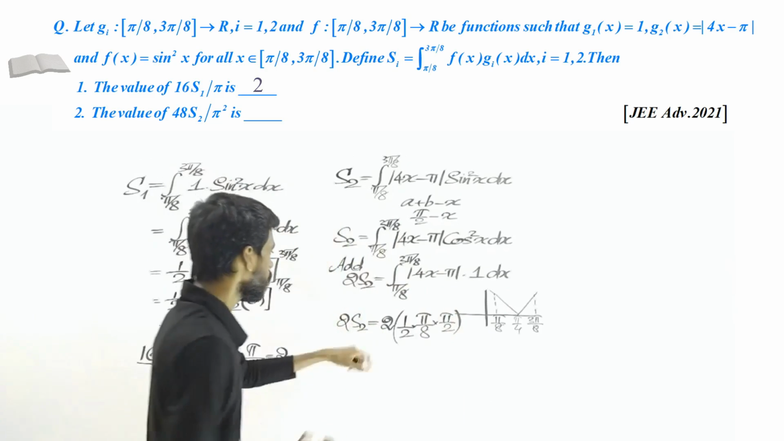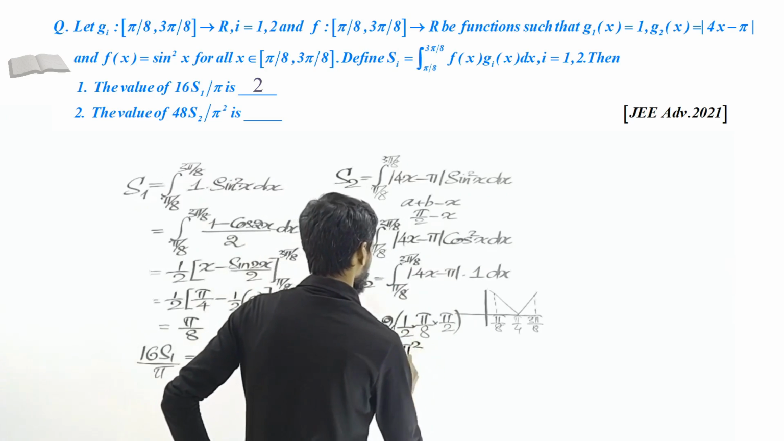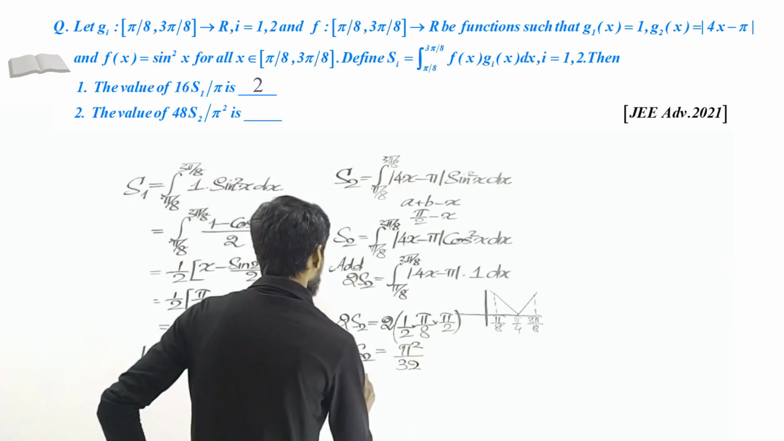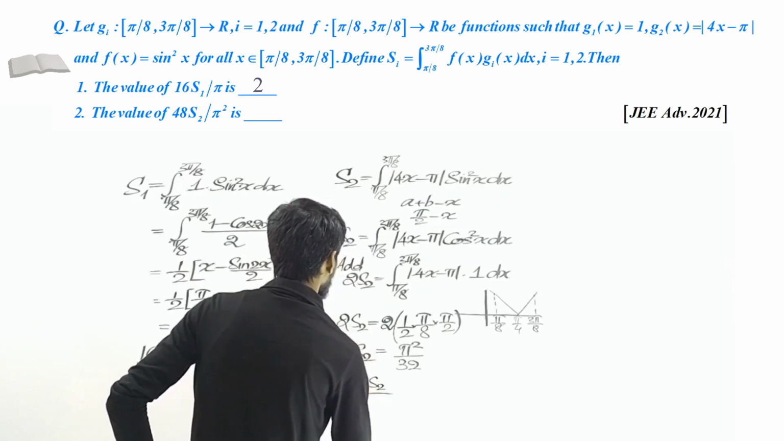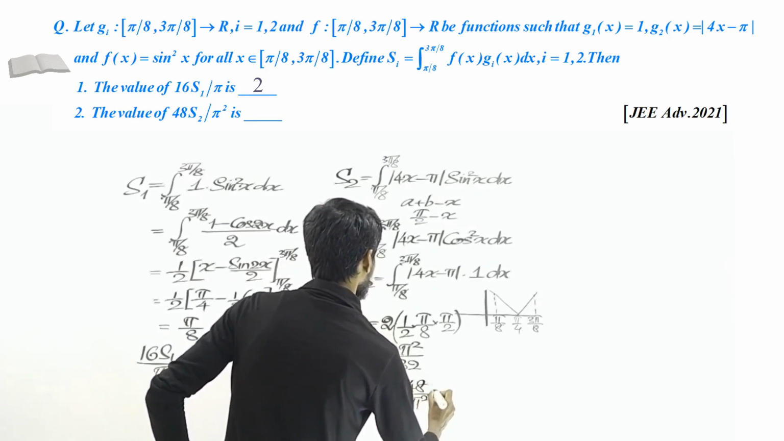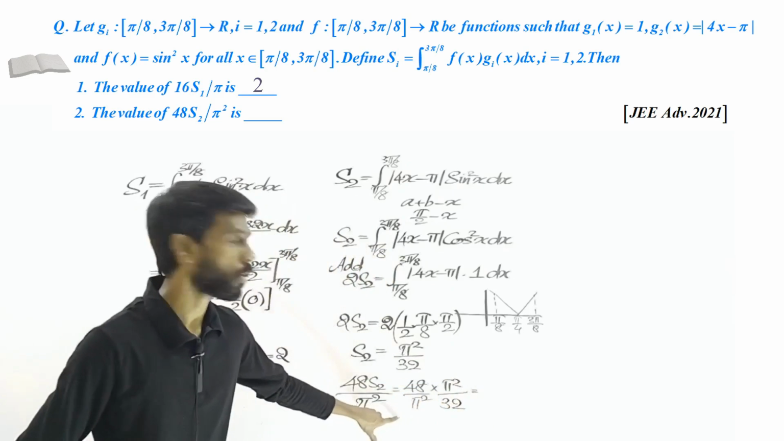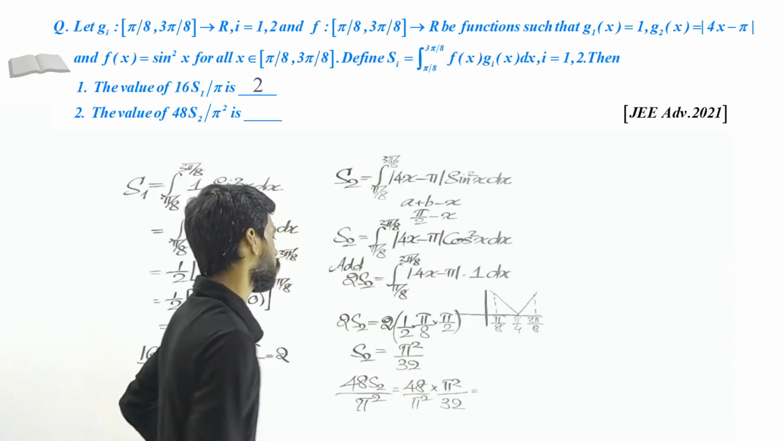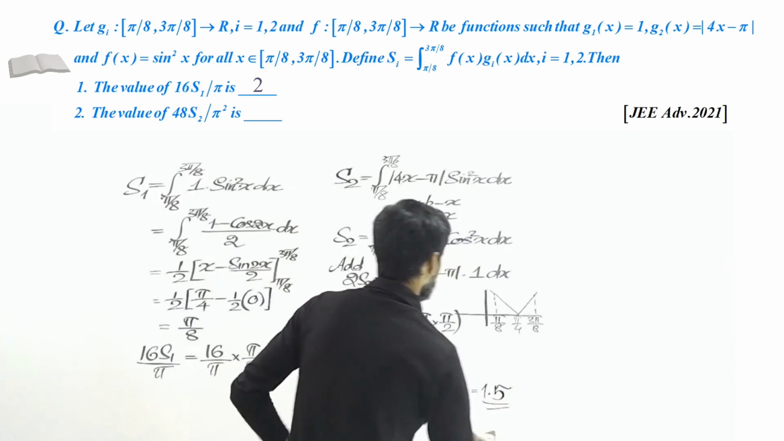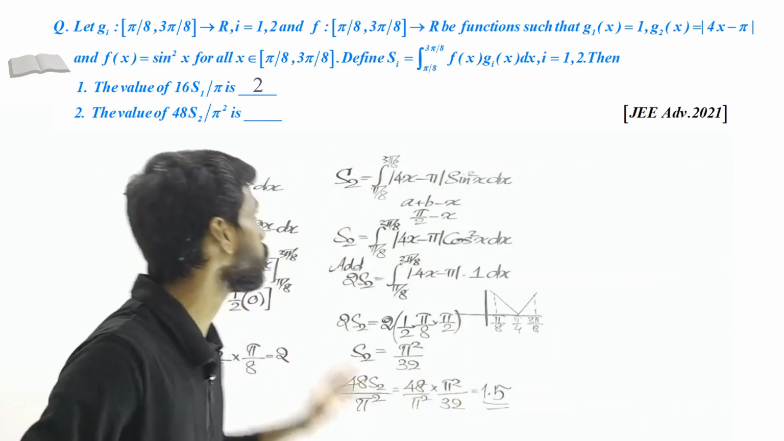Now if you simplify this, we get the value of s2. So that equals pi square divided by 32. Okay, so we got the value of s2. So substitute in the given expression here. What we need to find is 48 s2 divided by pi square. So that is 48 by pi square multiplied by pi square divided by 32. Pi square gets cancelled. So this is 48 divided by 32, right? So that is equal to 3 by 2, so 1.5. That is our required answer, 48 s2 by pi square. So that is 1.5. So that is the answer to the second question.